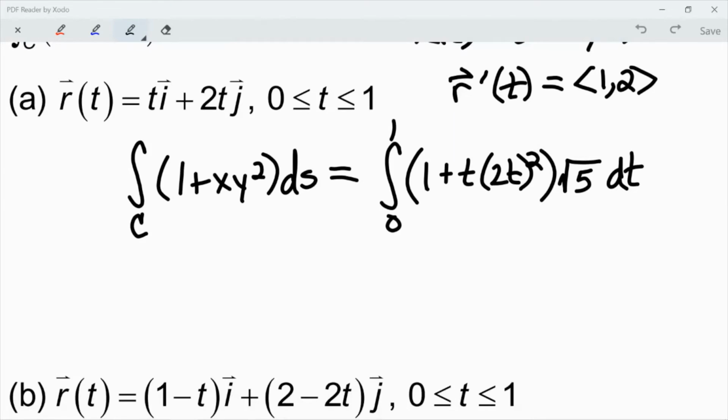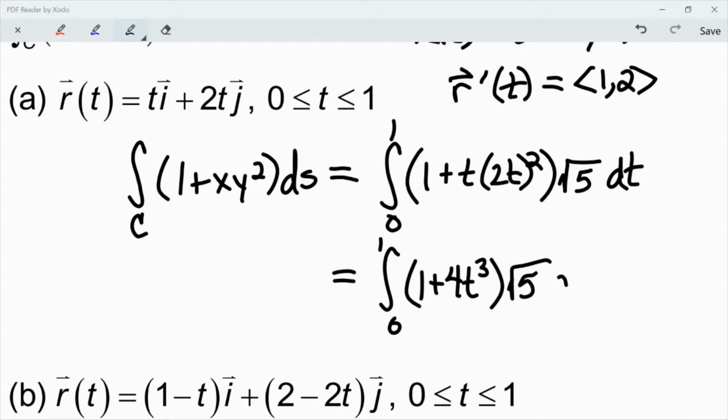Okay, and at this point, this becomes a fairly simple problem, because what I really have here is the integral from 0 to 1 of 1 plus 4t cubed multiplied by the square root of 5 dt. And you can see you could just factor the square root of 5 out. You can use the power rule here. This is really simple to solve. We'd get 2 root 5.